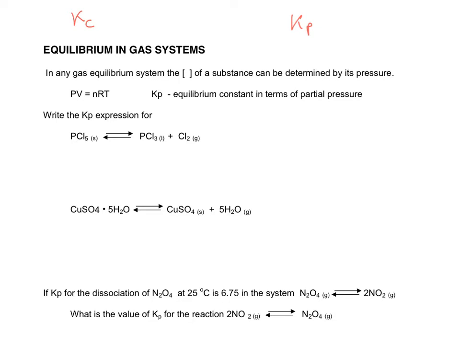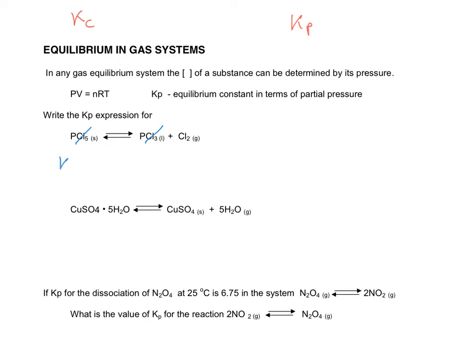partial pressures. And again, we can relate the two because of PV equals nRT if you're talking about gases. So we're going to write the equilibrium expression for PCl5 yields PCl3 plus Cl2. And I'll do both Kc and Kp. So we would ignore this because it's a solid. We'd ignore this because it's a liquid. Remember, we only talk about gases and aqueous substances when we're talking about K.